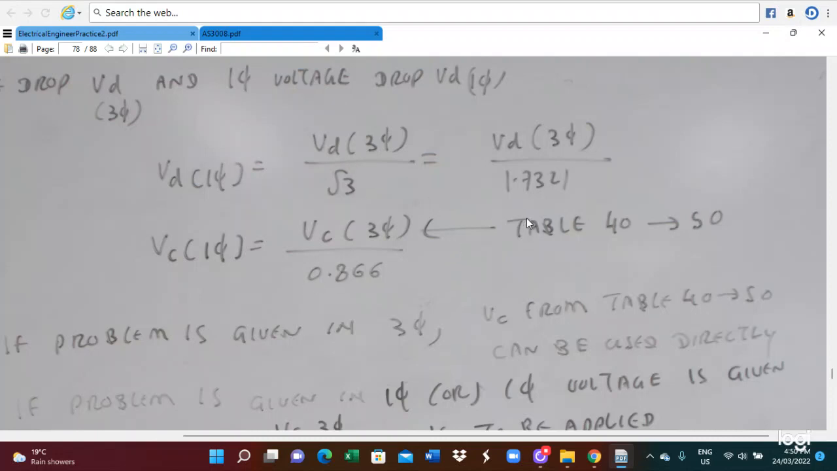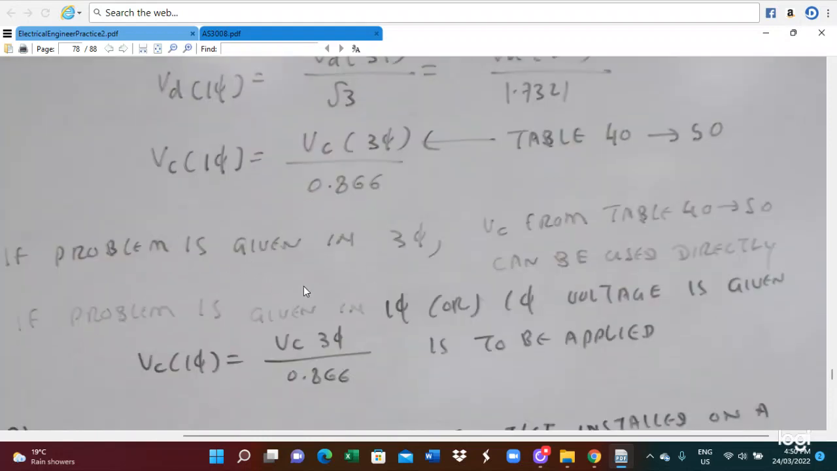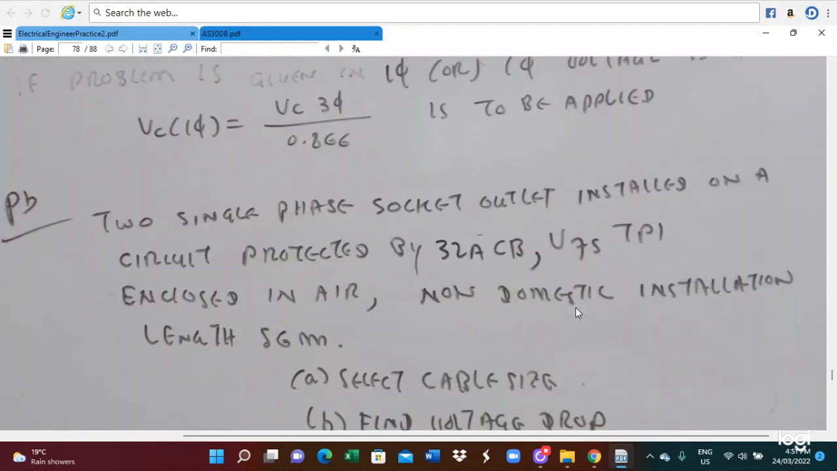So from Tables 4D0 to 4D10, what you get is the three-phase value. So if the problem is single phase, you have to divide it by 0.86. If the problem is given in the three-phase table 4D0 to 4D10, we have to utilize it directly. But if the problem is single phase, in this case the single-phase voltage drop is given by the three-phase value divided by the factor to be applied. So this is the way we calculate it.